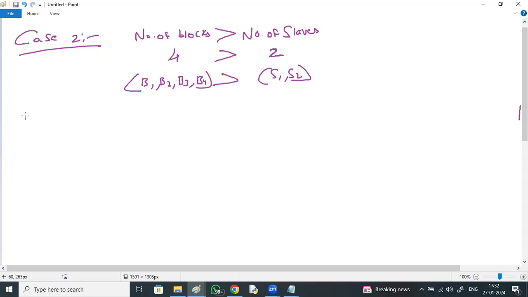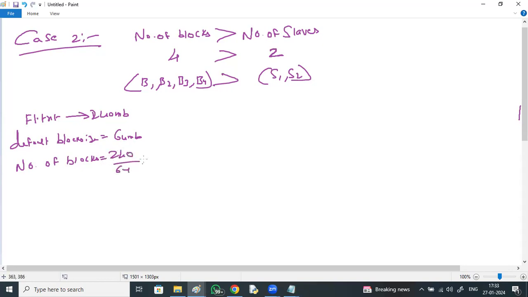Okay, I got a file f1.txt. Assume it's 240 MB. Default block size is 64 MB. Into how many blocks is it divided? 240 by 64, 4 blocks.